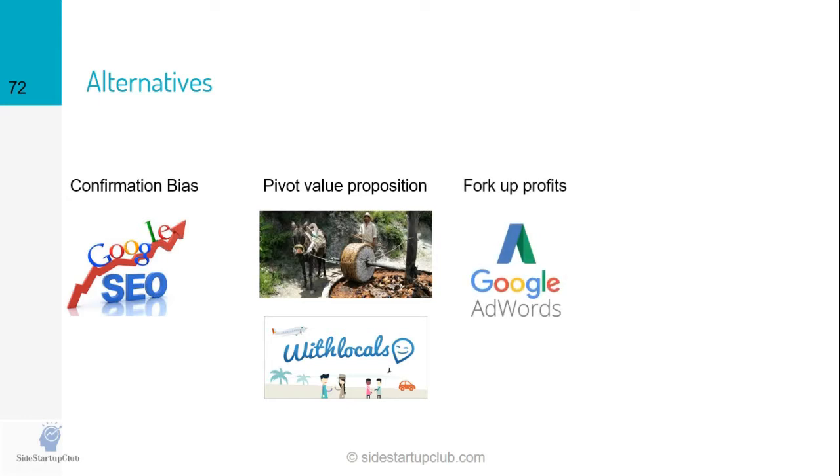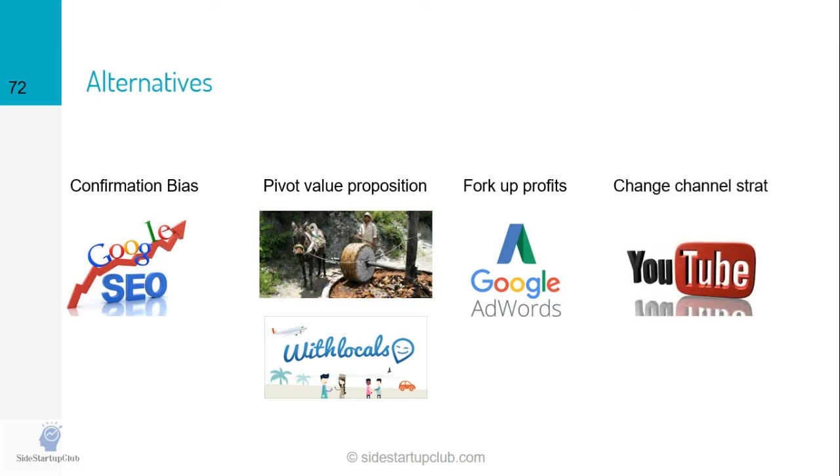Or we fork up some of our profits. Okay, we can't get ranked for Google SEO. Let's pay for Google AdWords. Every time somebody clicks on our link, let's pay 50 cents or 80 cents or 30 cents, depending on those AdWords. And that's just going to come out of our revenue. Or we could change our channel strategy. We could focus just on YouTube and get in as many videos out there, and at the end of each video promoting our site, just like I'm doing here with the Side Startup Club.